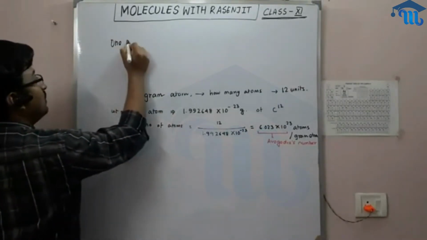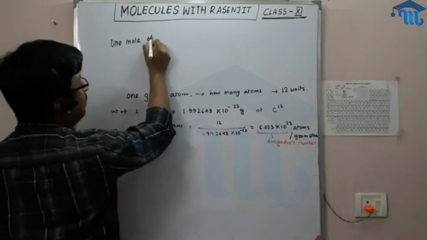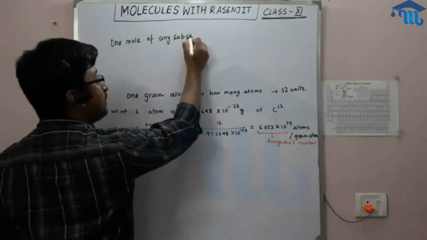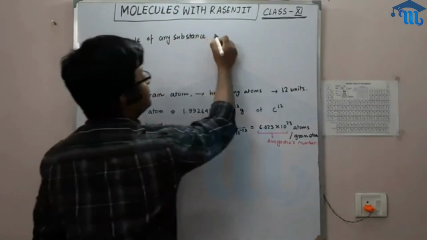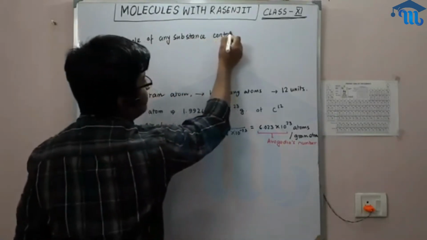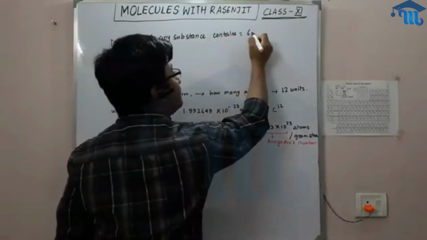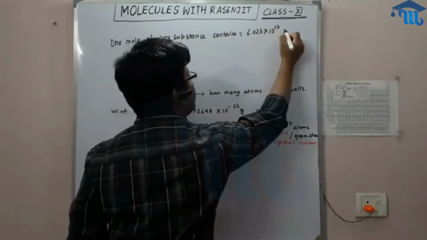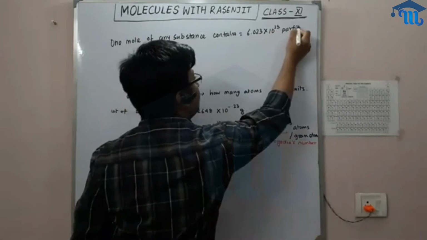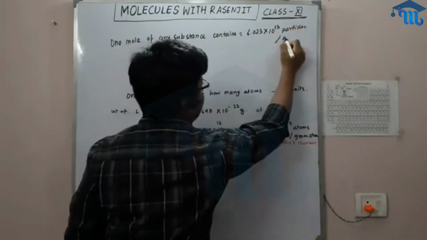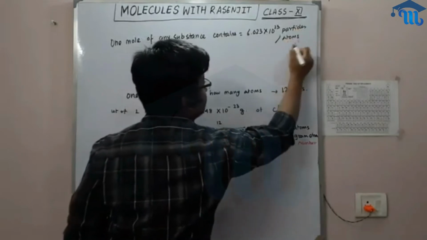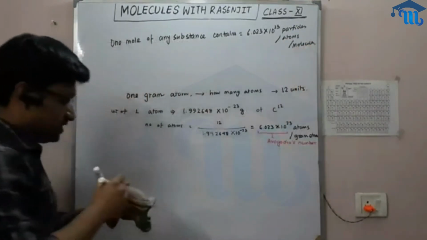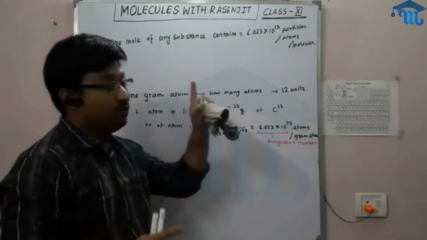1 mole of any substance contains how much? 6.023 into 10 to the power 23 particles/atoms/molecules. So this is the concept of the mole, the 1 mole concept.